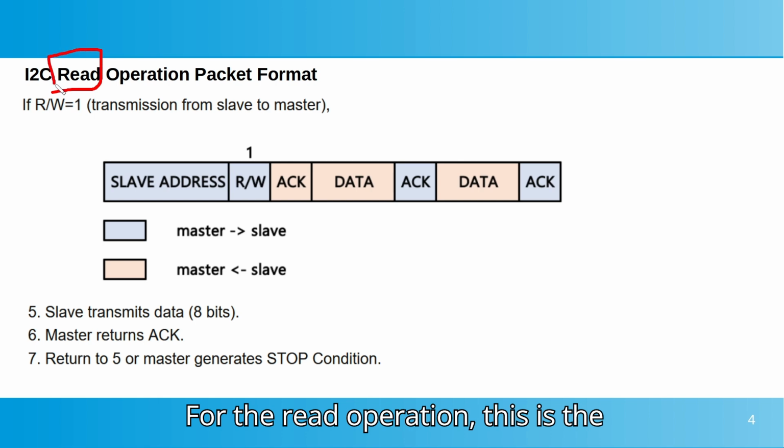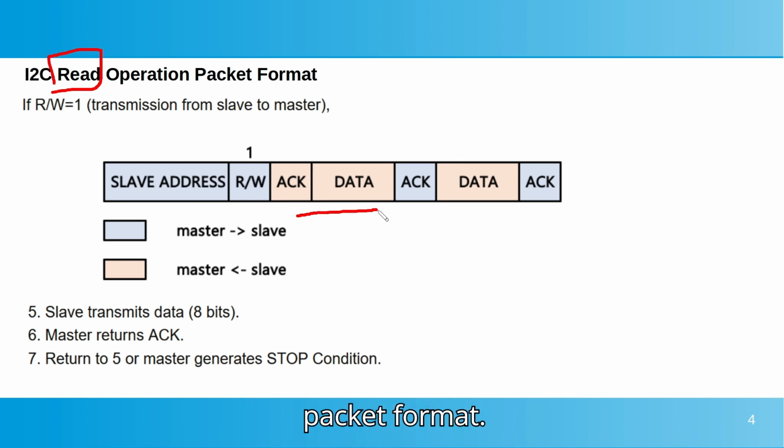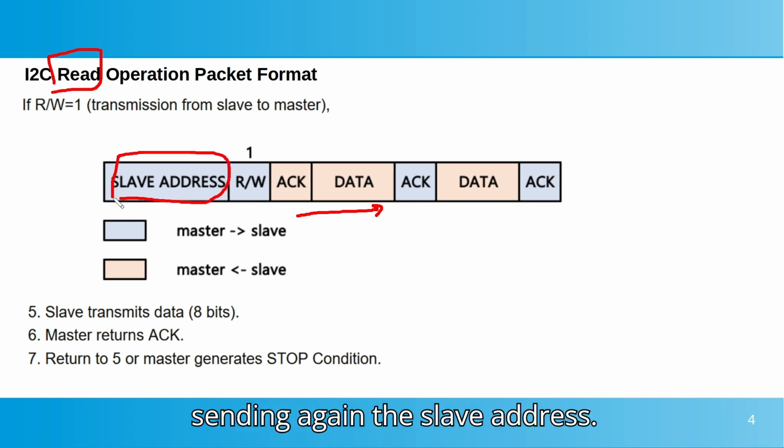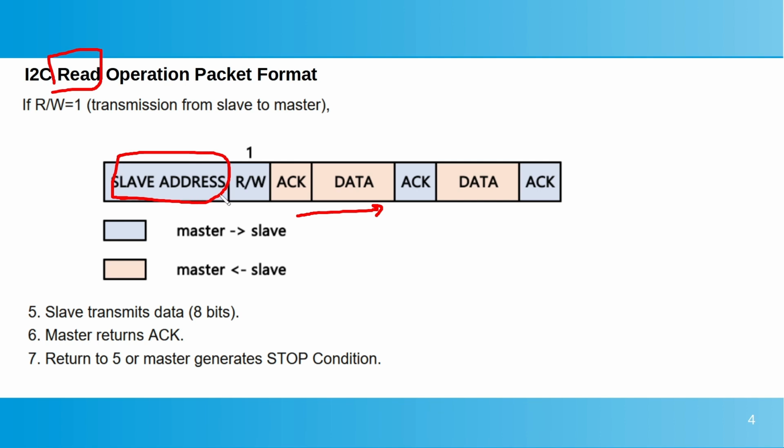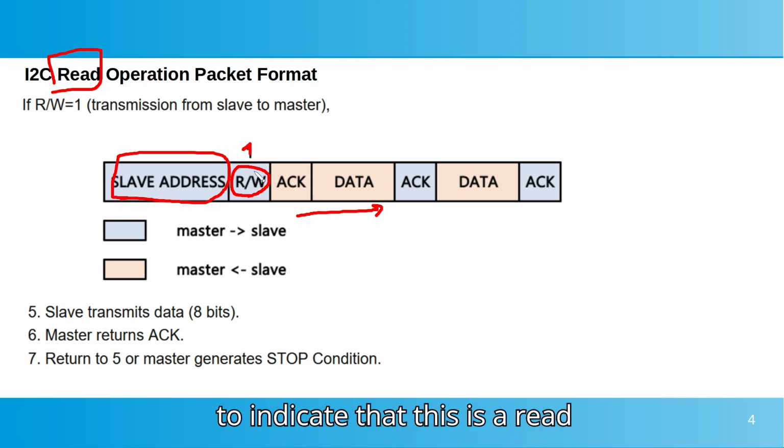For the read operation, this is the packet format. The master starts by sending again the slave address. However, it will set the read-write bit to 1 to indicate that this is a read operation.